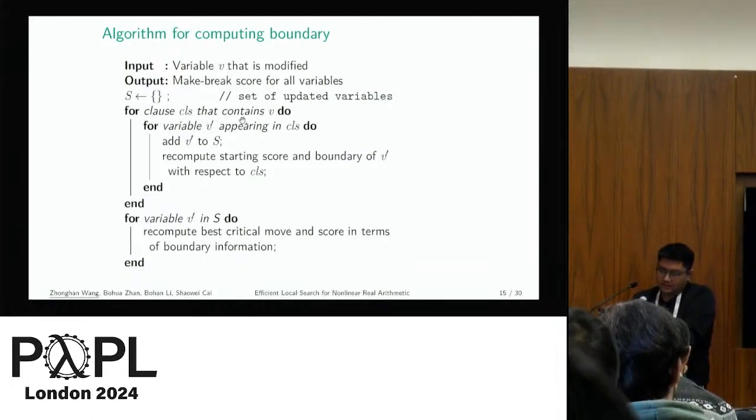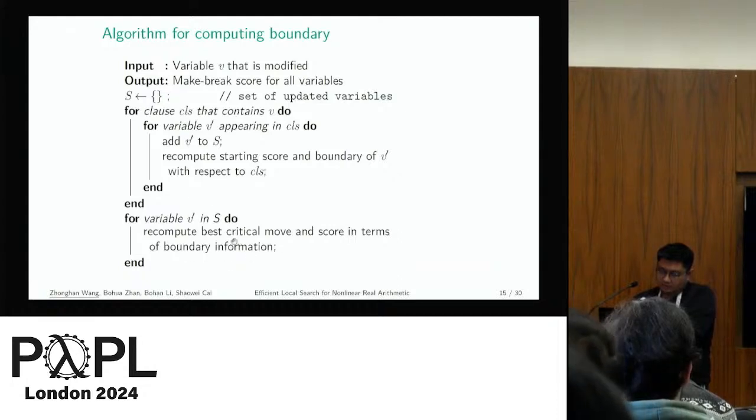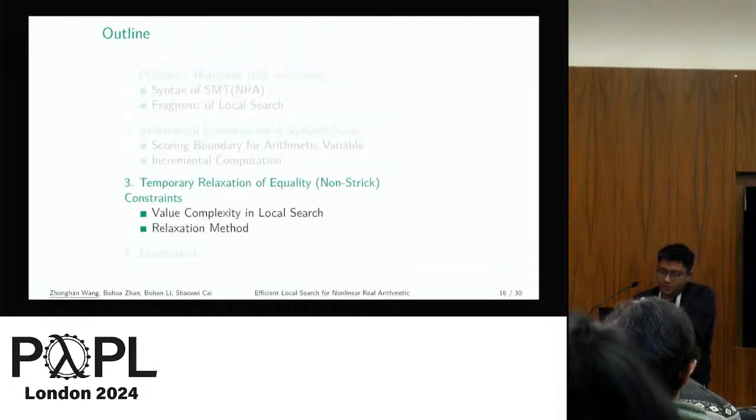We loop all the clauses that contain v, and we loop all the variables appearing in the clause, and we record all the variables to the set S, and we compute the starting score and the boundary with respect to the clause. Finally, we recompute all the best critical move and score in terms of boundary information. This algorithm is done after the critical move procedure, not before it, so it is computed after one step, and for the second step, we know what the critical move is, since it usually selects the best critical move.